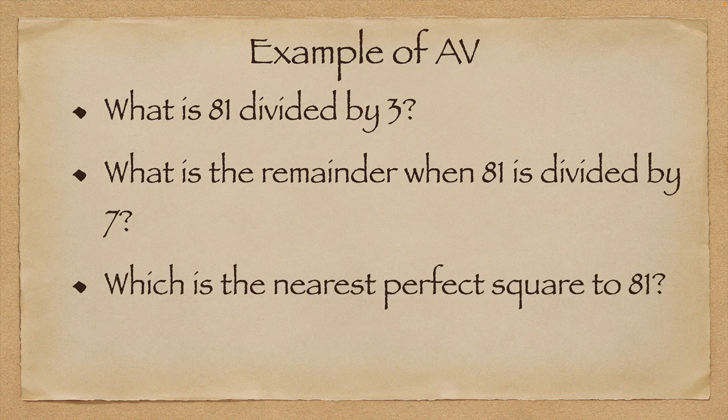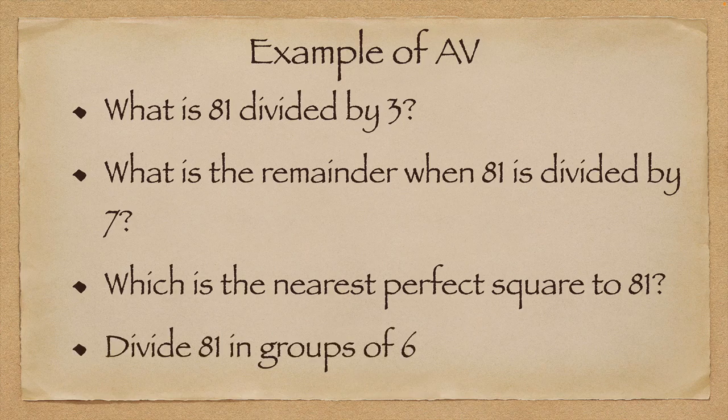What's the nearest perfect square to 81? We know that 81 is 9 times 9, and therefore it's 9 square, which means either 10 square or 8 square is going to be the answer. 8 square is 64, the difference is 17. 10 square is 100, the difference is 19. So the nearest perfect square is 64. But being able to look at 81 as 9 square is important.